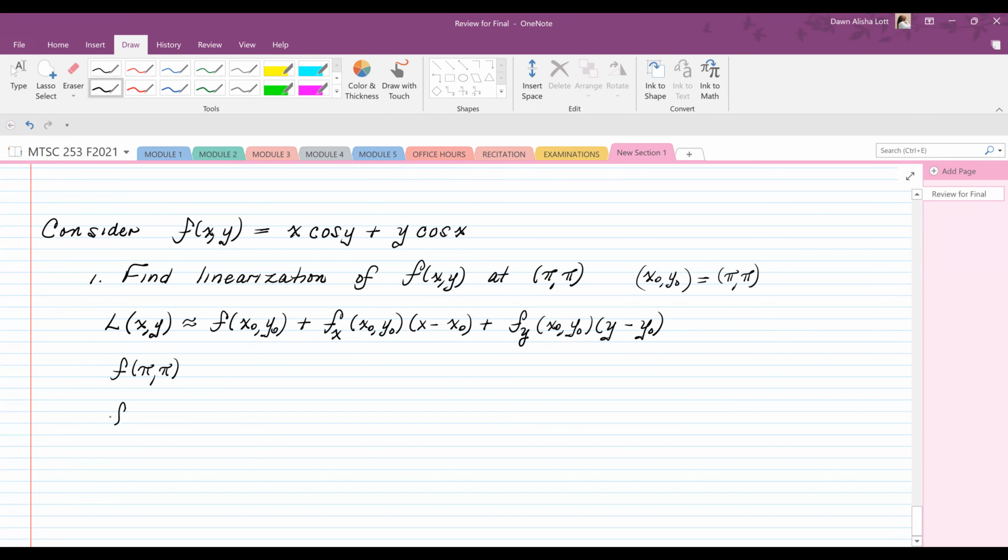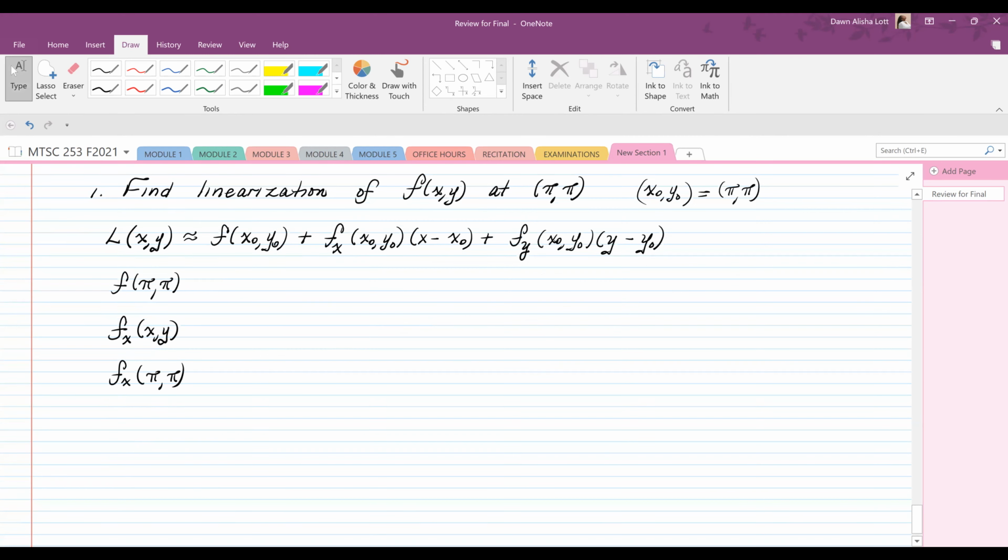Then you need to find f sub x of x, y, and then f sub x at pi, pi. And you need to find f sub y at x, y, and f sub y at pi, pi. And then you need to put it all into that equation. Sure. So I found f sub x of x, y. Okay, so what is f of pi, pi?